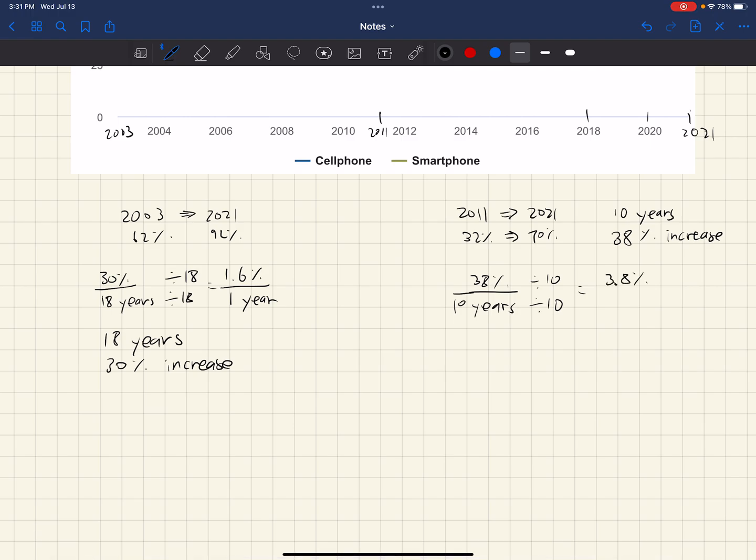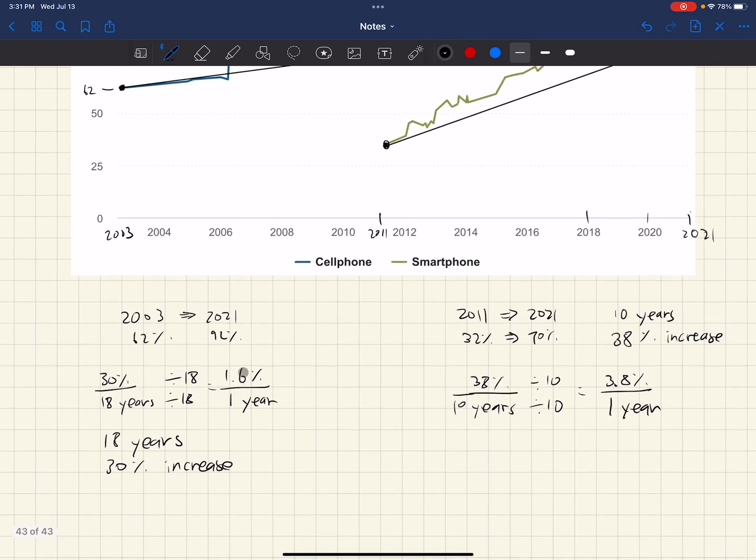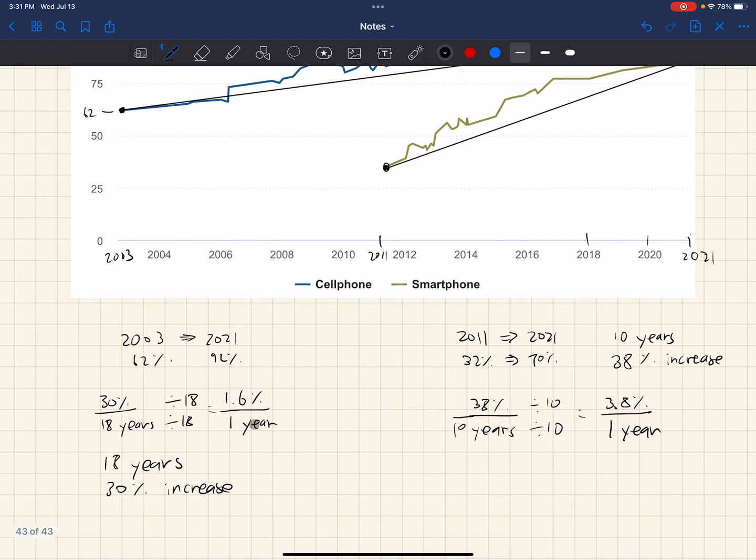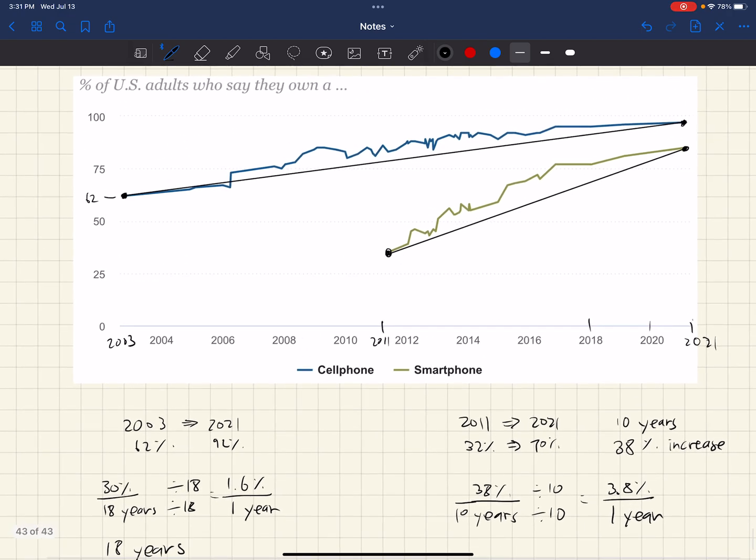So that's 3.8% per 10 divided by 10. 10 divided by 10 is just 1 year. And here you have your constant of proportionality. So whereas the cell phone increased by 1.6% per year, the smartphone increased by 3.8% per year. Now this is just a cell phone. You can apply the same technique to any topic that you want to work on.